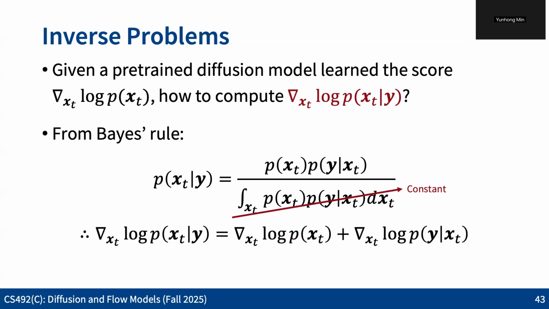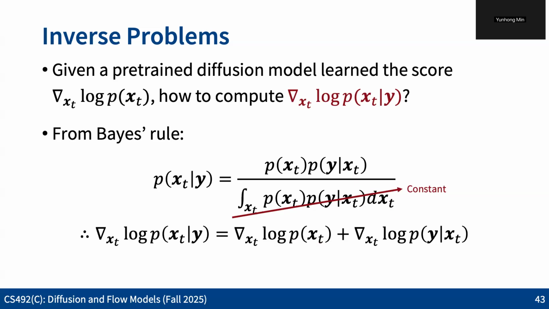And using the Bayes rule, what we can see is that this part is a constant. So after computing the gradient of the log of the probability, we can see that this posterior score, the score of xt conditioned on y, is the sum of these two: the score of the marginal distribution here, and also the score of the likelihood distribution, the score of y conditioned on xt. Is that clear?